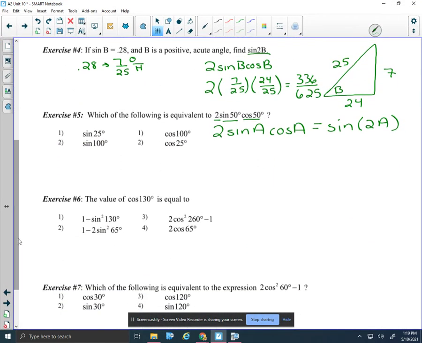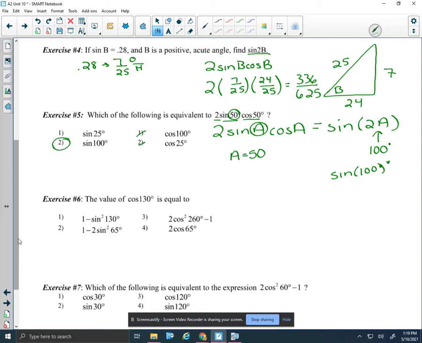So down here, now I look at my choices. So I'm pretty sure I'm working with something with sine. So I'm going to cross out these two, and these should be 3 and 4, not double 1 and 2s. So now I need to figure out, is that the sine of 25 or the sine of 100? Now here, A is 50, right? That's in the same spot. So 2A is going to be 2 times 50 or 100. So this is equal to the sine of 100 degrees. So that's the choice right here.